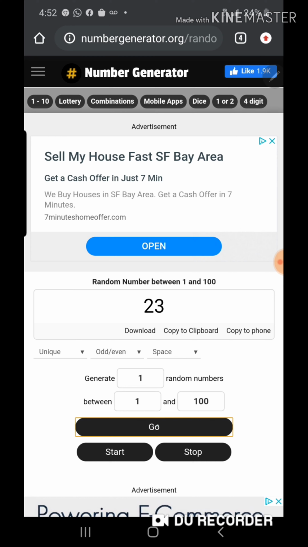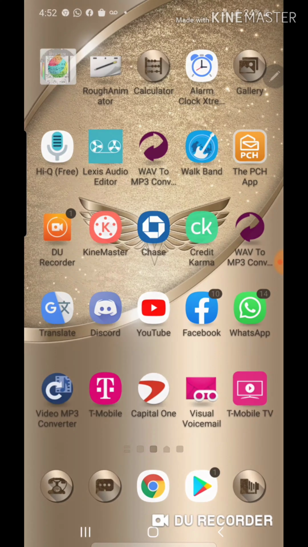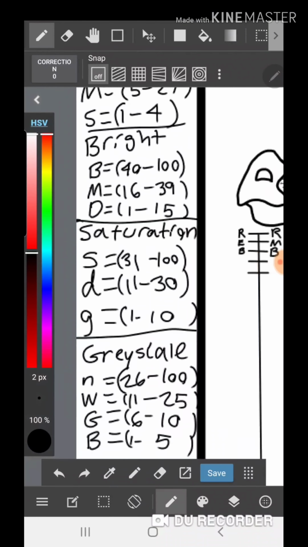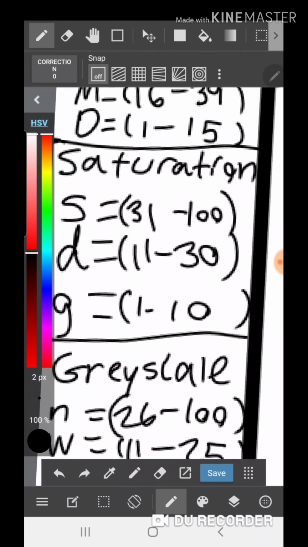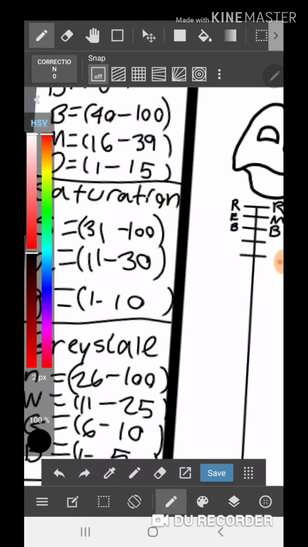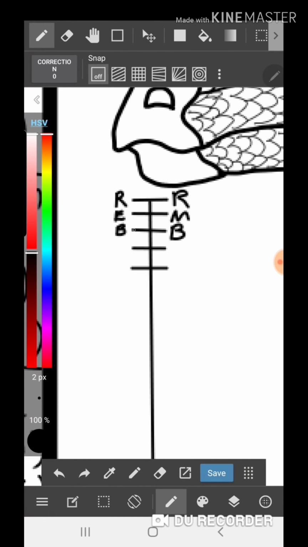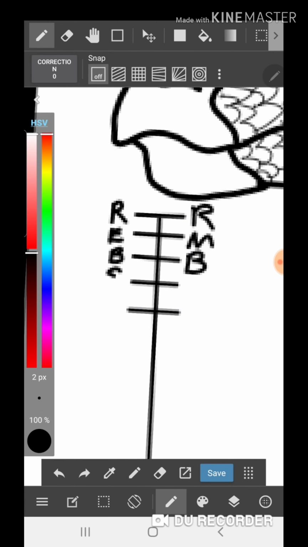Let's see, 69 and 64. That totally made a whole different solution. 69 and 64. They're both over 30, so that's going to be top saturation.